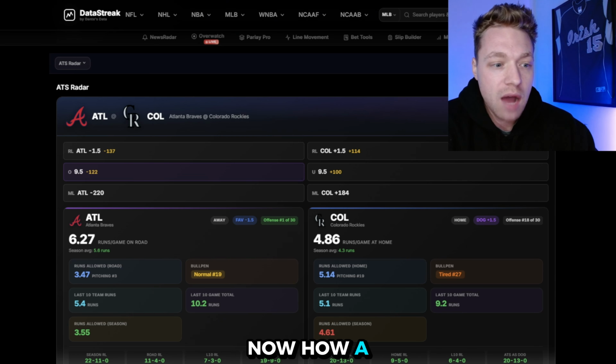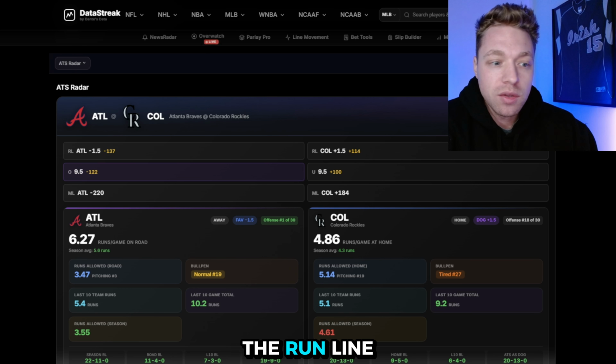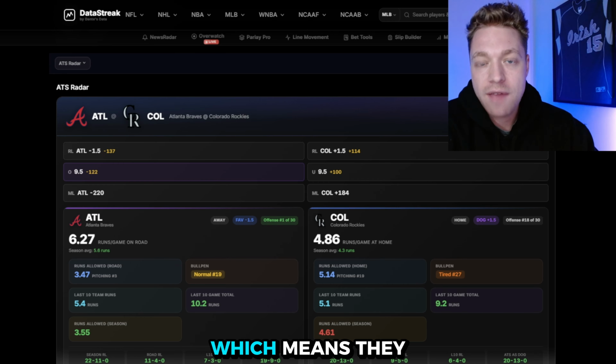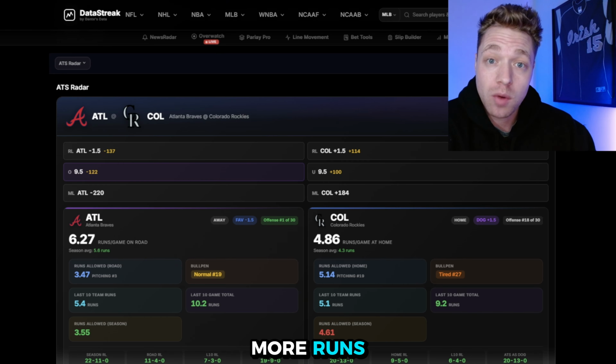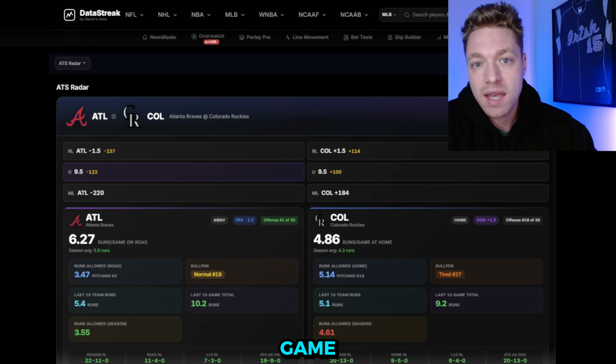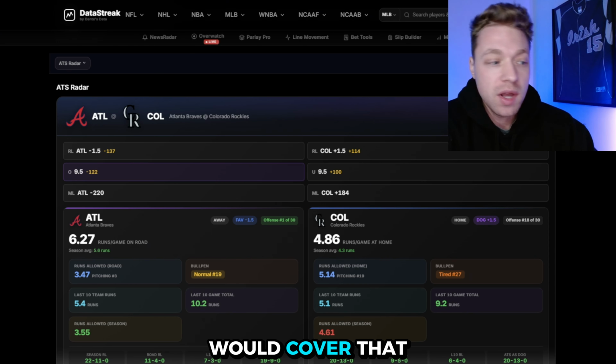Now, how a team covers on a run line: 99% of the time, the run line is set to 1.5. So the favorite is going to be -1.5, which means they have to win by 2 or more runs. And the underdog is going to be +1.5, so that means they have to either win the game or just not lose by more than 1 run. So they could lose the game by 1 run and they still would cover that run line.